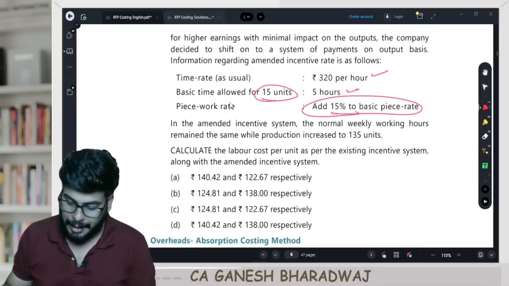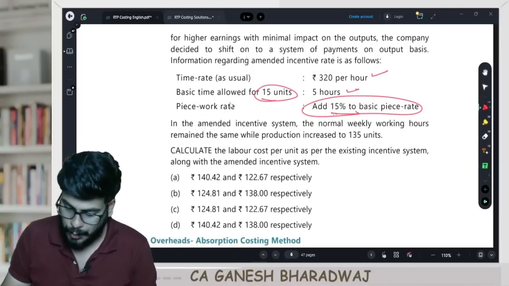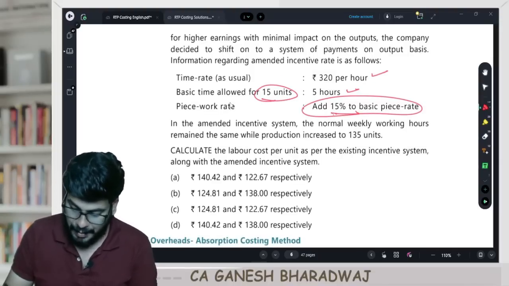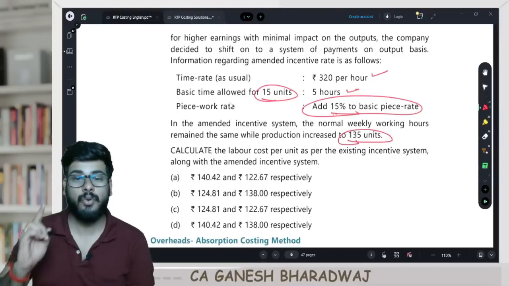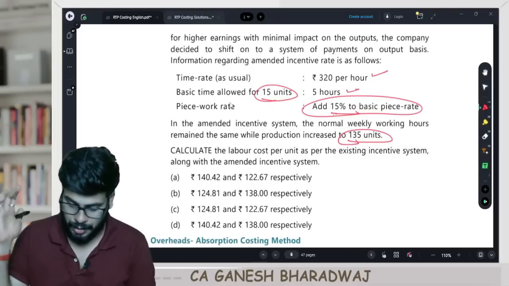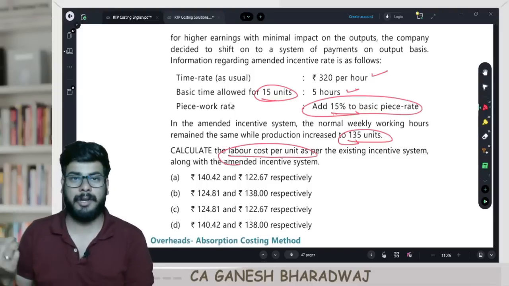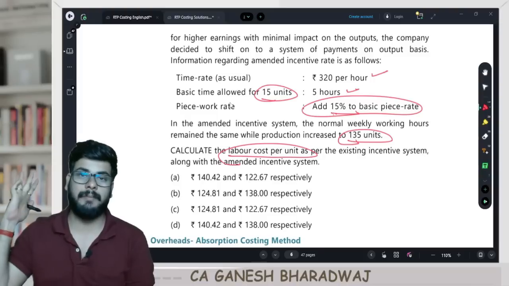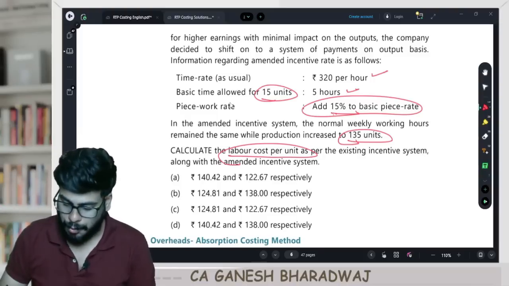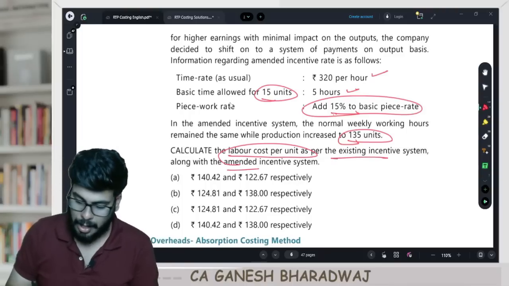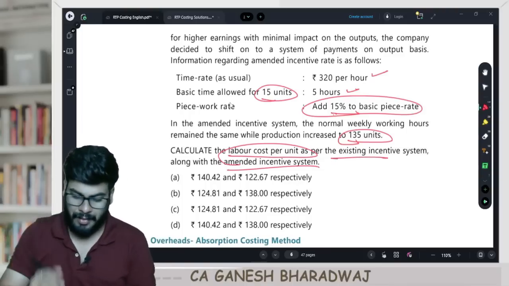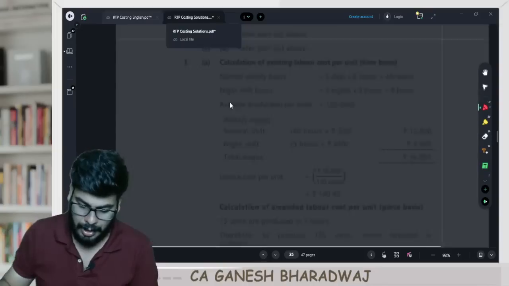Now, in the amended incentive system, the normal weekly working hours remained the same while the production increased to 135 units. This is what is given. Now, calculate the labor cost per unit. Labor cost per unit is how much? Total labor cost divided by the units achieved, right? Output, as per the existing incentive system along with the amended incentive system. Very, very simple, guys. This is a very simple question.